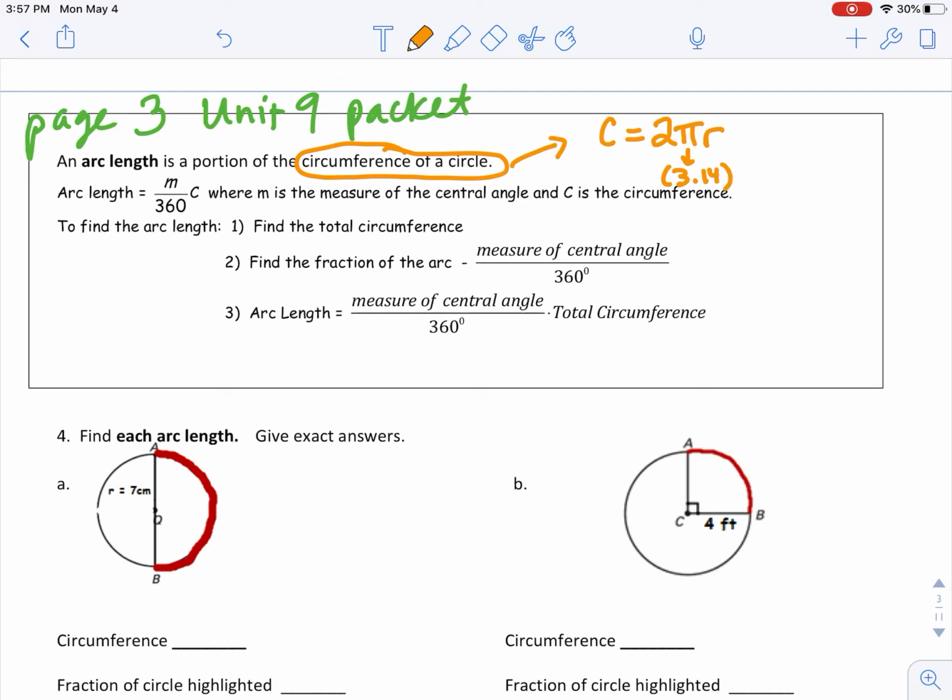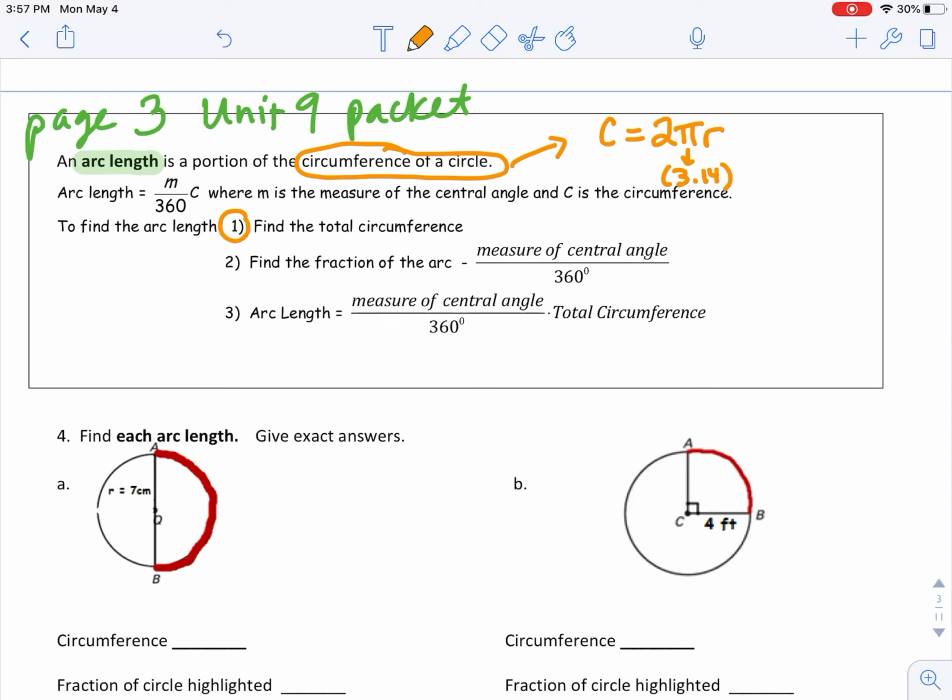So an arc length is just a portion. This is what we're going to be finding today, this thing called arc length. And that's just a portion or a part of the circumference. So the way you're going to find it is you're going to do 3 steps, okay? And each of these will walk you through the 3 steps.